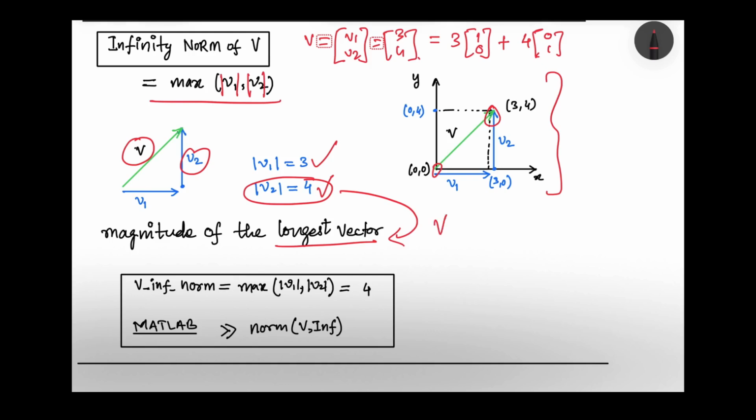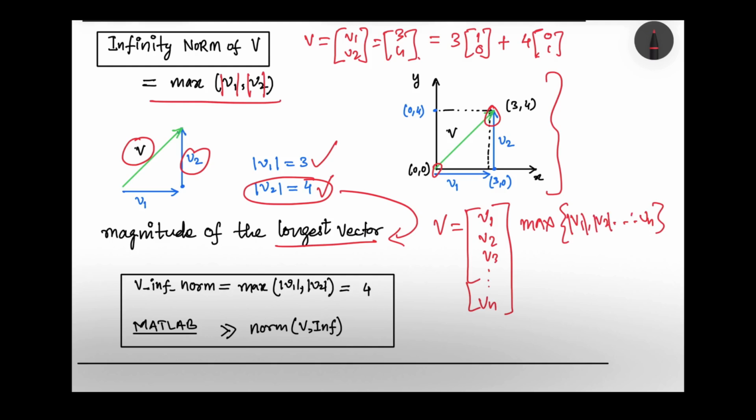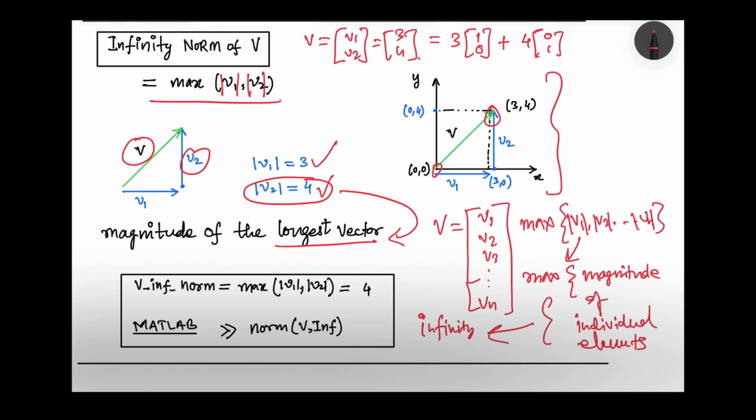If we have a vector which has n number of elements, v1, v2, v3 and so on up to vn, then we take the maximum of v1, v2 up to vn, and this maximum is of the magnitude. Just keep in mind that the maximum is of the magnitude of individual elements. So this gives us the infinity norm. It is as simple as that. It is simply finding the maximum magnitude. The element with the maximum magnitude in the vector is the infinity norm.